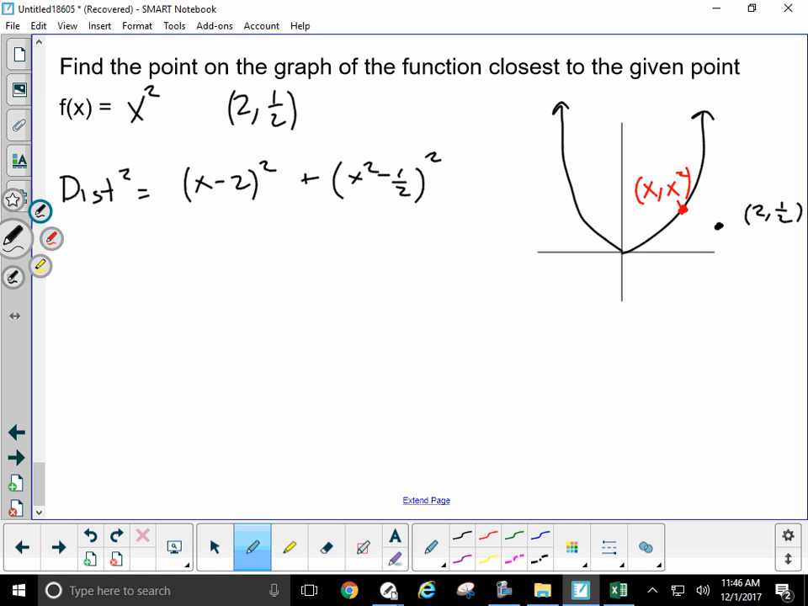Maybe you want to simplify that. Maybe you don't want to simplify that. It's up to you. I'm just going to take the derivative of this right away. And my distance squared prime is going to be equal to 2 times x minus 2 to the first power times 1 using the chain rule. This guy with the chain rule would be 2 times x squared minus 1/2 to the first times 2x. I'm going to set this equal to 0. Now to solve this set equal to 0, we're going to have to distribute some stuff and simplify.